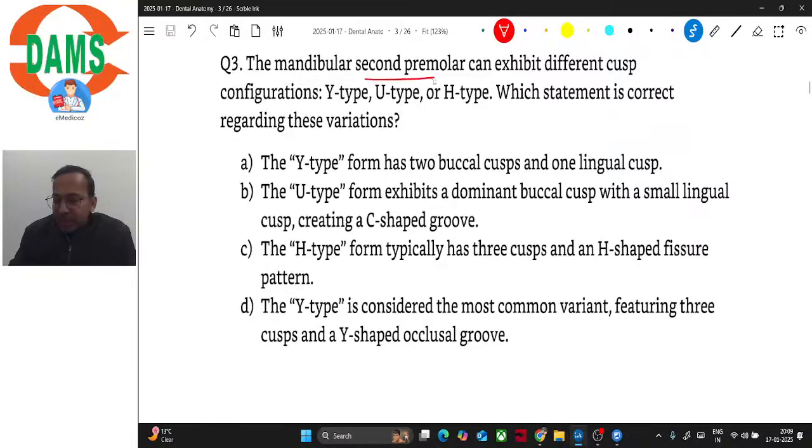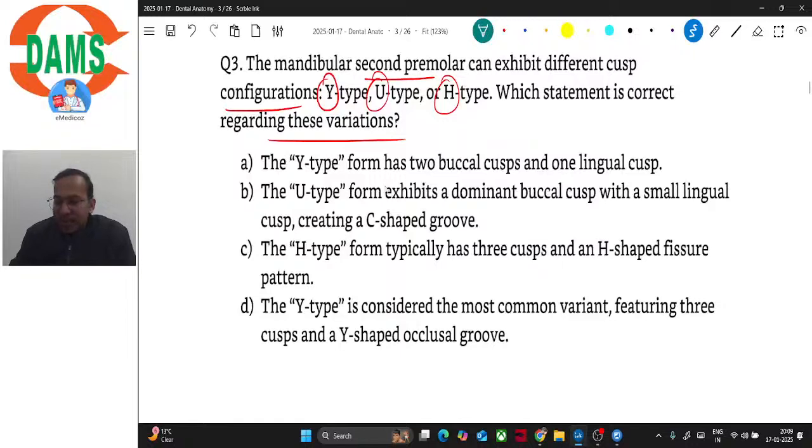The mandibular second premolar can exhibit different cusp configurations. So what are these configurations? We can have the central groove in Y or U or H type. Based on that, there is a difference in the cusp anatomy. So which statement is correct regarding these variations? We have to again find the correct statement.